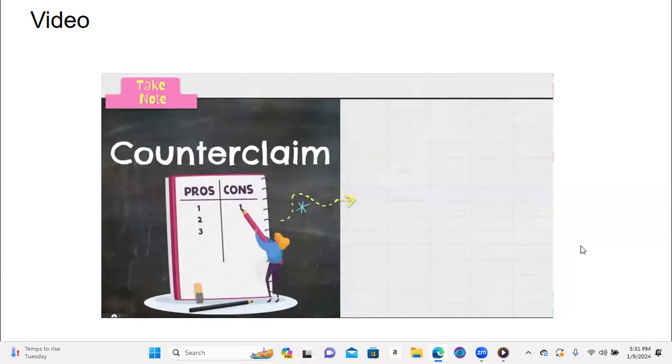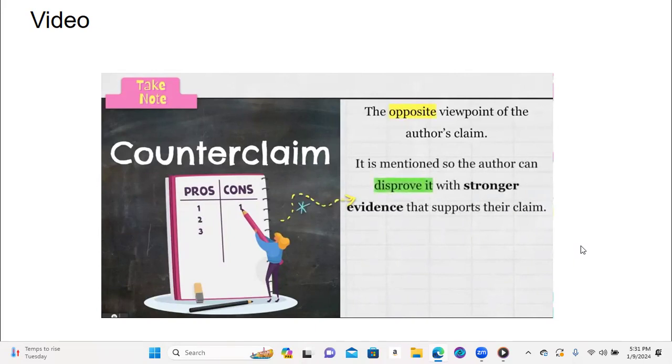A counterclaim, on the other hand, is the opposite viewpoint of the author's claim. So it's what the other side would say. You're like, why would I bring up what the other side would say? It is mentioned so the author can disprove it with stronger evidence that supports their claim. So it might be something like spending that type of money on a sweatshirt is frivolous, especially if you're going to outgrow it. That would be an opposite viewpoint.